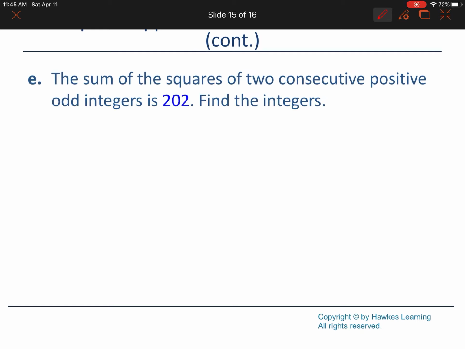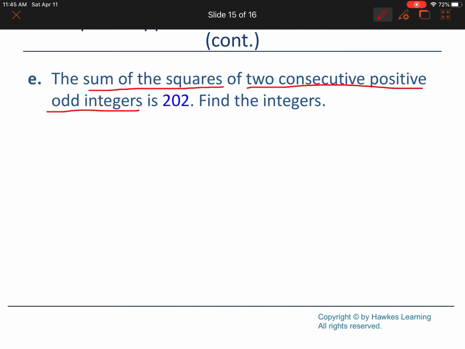I think this might be the last one. The sum of the squares of two consecutive positive odd integers. So the sum of the squares, we already talked about one of those, so that's the same idea, the sum of the squares. Now we have two consecutive positive odd integers. All right, so we've talked about consecutive integers before. One right after the other, right? And these are odd numbers.